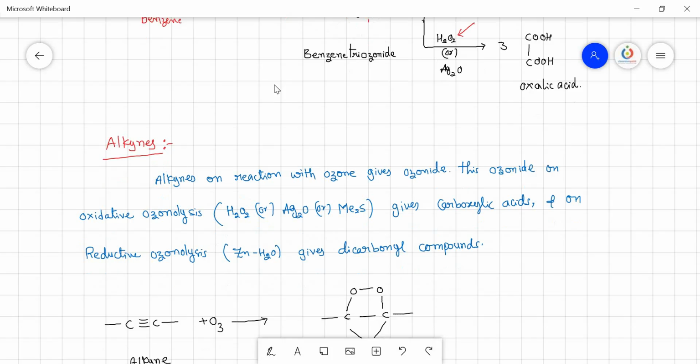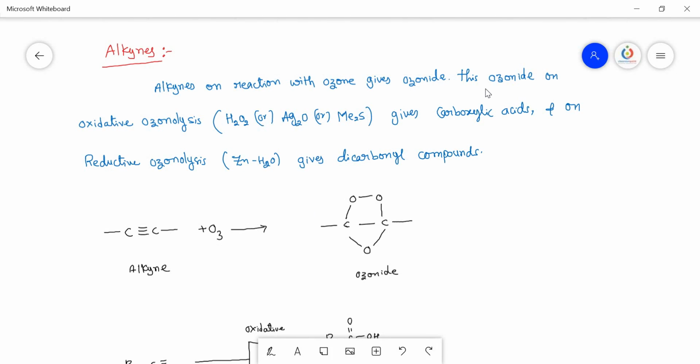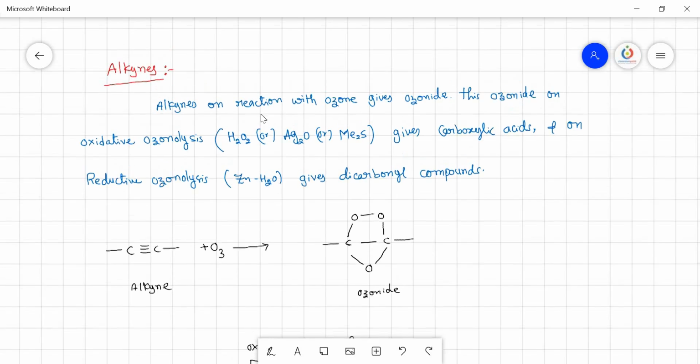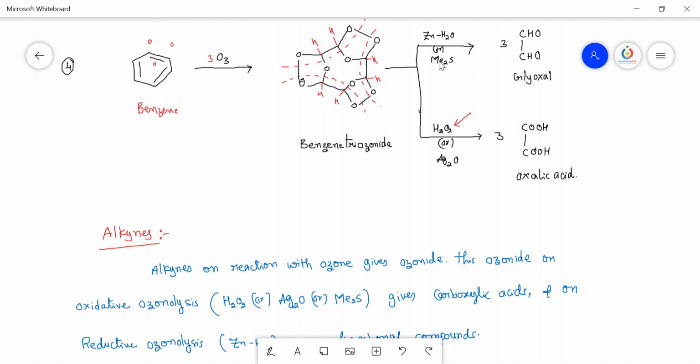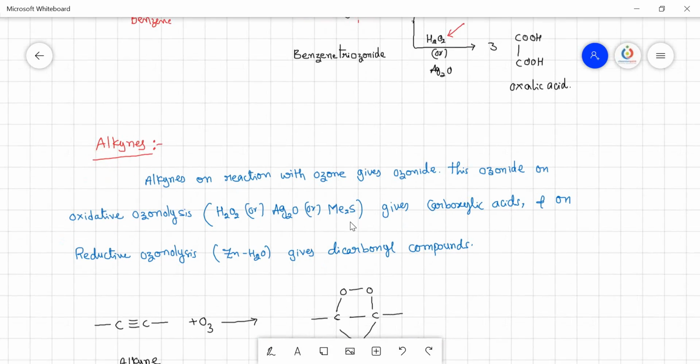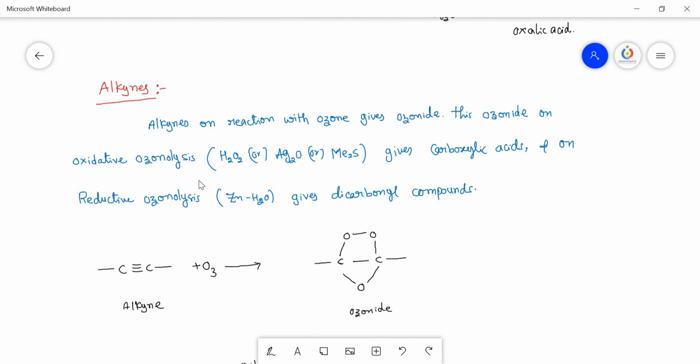Now, let us see how the ozonolysis process takes place in the case of the alkynes. So, alkynes on reaction with ozone give ozonide. On oxidative ozonolysis of this ozonide, we must remember one thing: hydrogen peroxide and silver oxide act as the oxidative part in the case of the alkenes, and dimethyl sulfide acts as the reductive part in the case of the alkenes, but this dimethyl sulfide is also acting as the oxidative ozonolysis part in the case of the alkynes. It gives carboxylic acids. And on reductive ozonolysis, in the case of the alkynes, reductive ozonolysis is confined only to zinc and H2O. So here we forgot to mention zinc plus H2O.